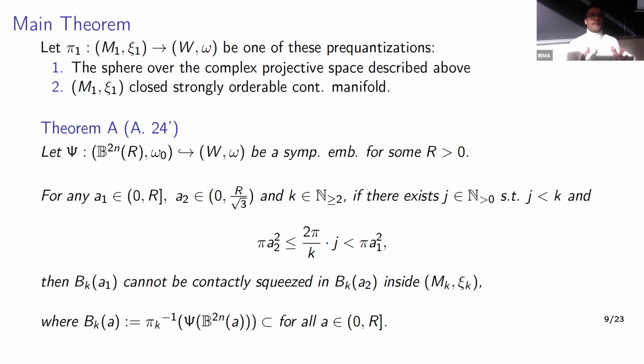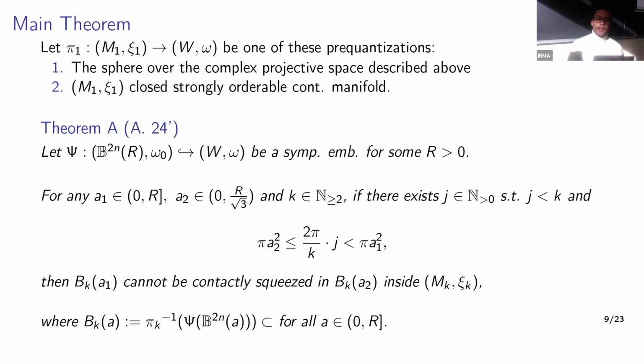You start with a symplectic embedding of a ball of radius big R inside your symplectic manifold. And then for any real numbers A1 and A2, where A2 is small with respect to big R, if you can find a multiple of 2 pi over k that separates pi A2 square and pi A1 square, then you cannot contactly squeeze the contact ball of radius A1 in the contact ball of radius A2 inside your contact manifold Mk. Here, what I call the contact ball of radius A, you just take the symplectic embedding of the ball of radius A into W, and then you lift it to your contact manifold Mk by the projection.